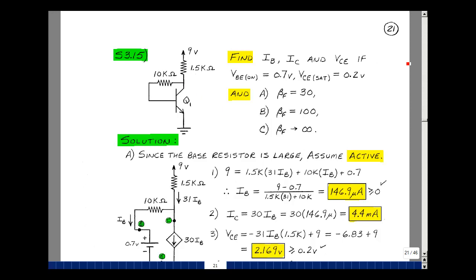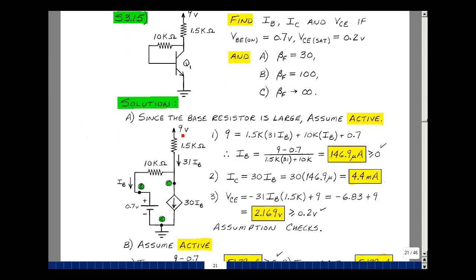Our first step then is to put the model in. Here I've got my 9 volts, 1.5K, 10K resistor, and then from the base to the emitter I've got 0.7, and between the collector and the emitter I've got beta F IB. Because there's IB here and 30 IB here, there's 31 IB here. If I go around this loop, I just have one unknown.